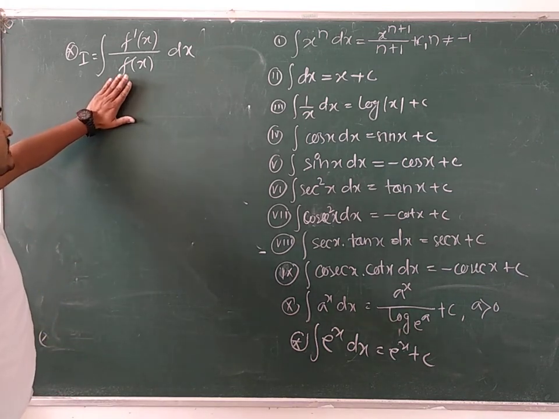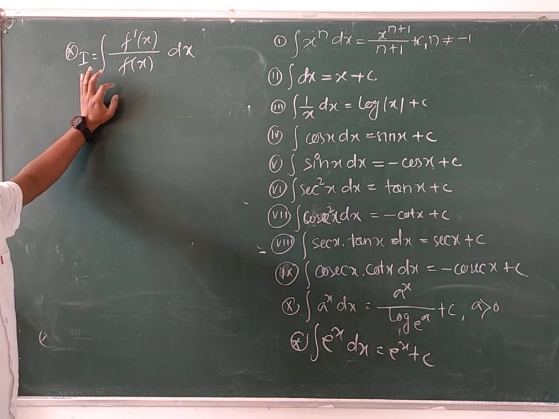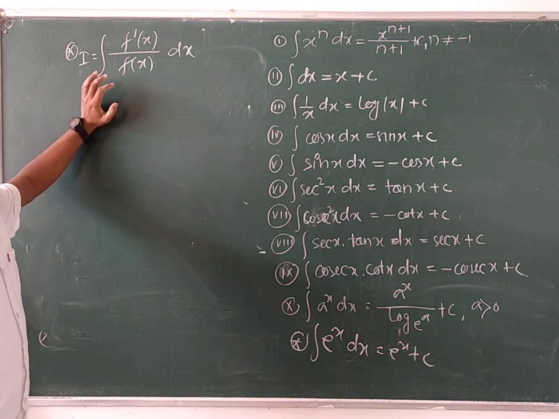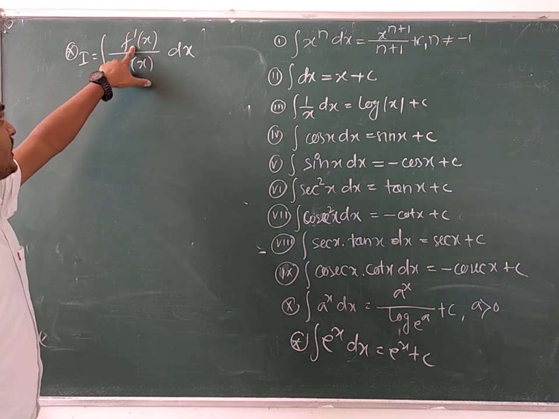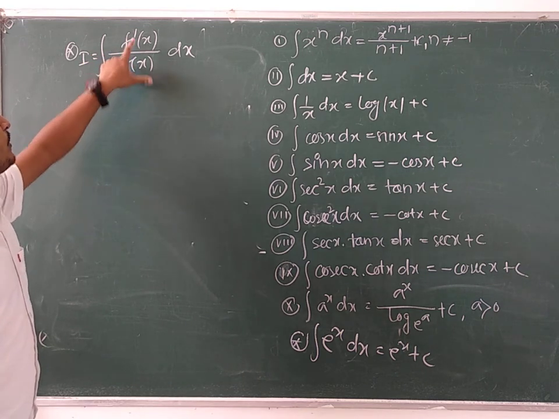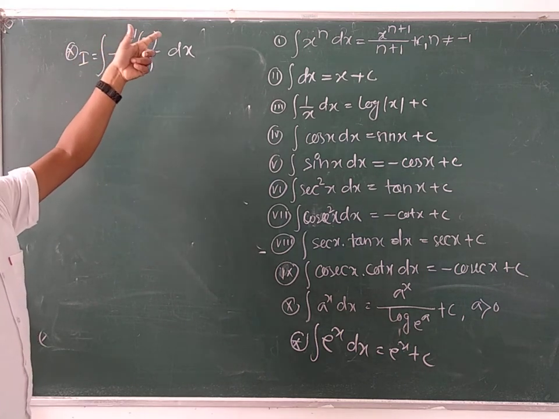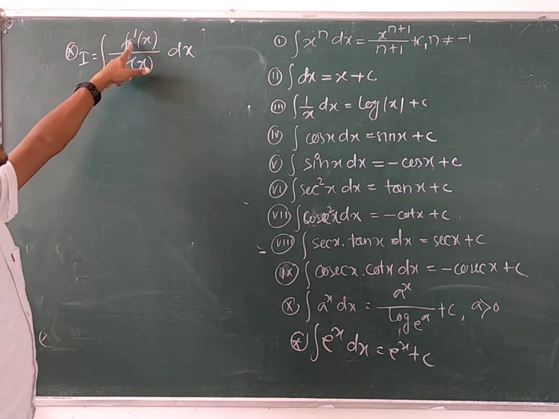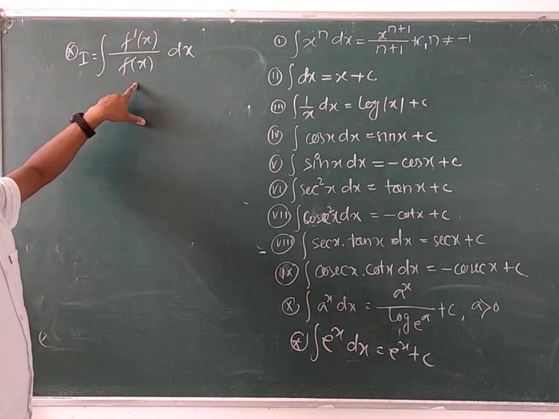Just observe carefully what the expression is. What is the numerator? The numerator is the derivative of the denominator. If you differentiate the denominator, you get the numerator. The numerator is the derivative of the denominator.